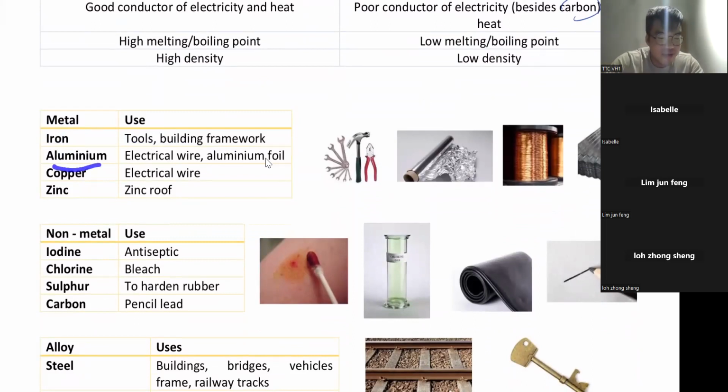All right. So next, aluminum. Aluminum, we use it for wire and aluminum foil. Copper is for wire. Usually we will use copper as the wire instead of aluminum because copper is much better. Zinc is in your zinc roof. Your kampong roof.